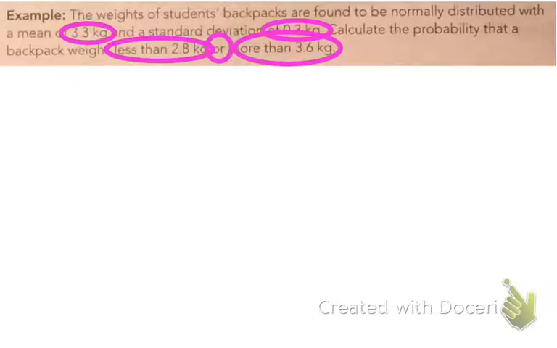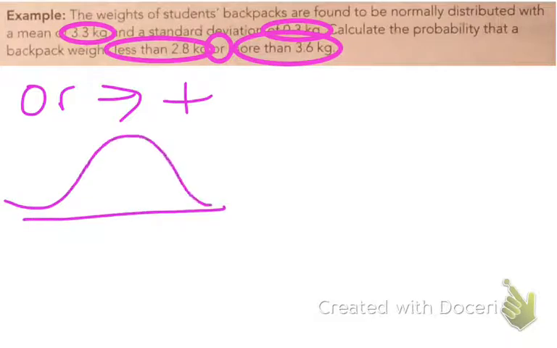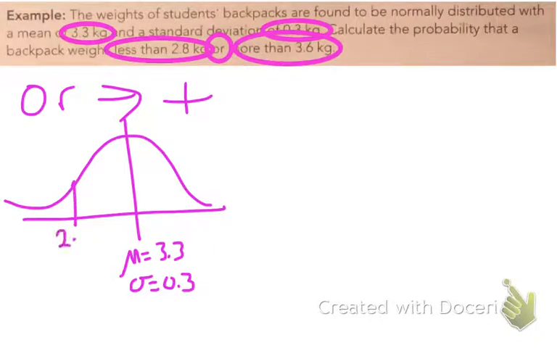So if we think back to our rules about all probabilities, all probabilities mean that we have to add the probabilities together. So let's draw this up. So we've got our normal distribution, and in this case mean of 3.3 with a standard deviation of 0.3. And it's talking about a backpack weighing less than 2.8 kg. So 2.8 kg is below that mean, so I'm just going to put it there. And it's weighing less than. So weighing less than means the value's below that point.